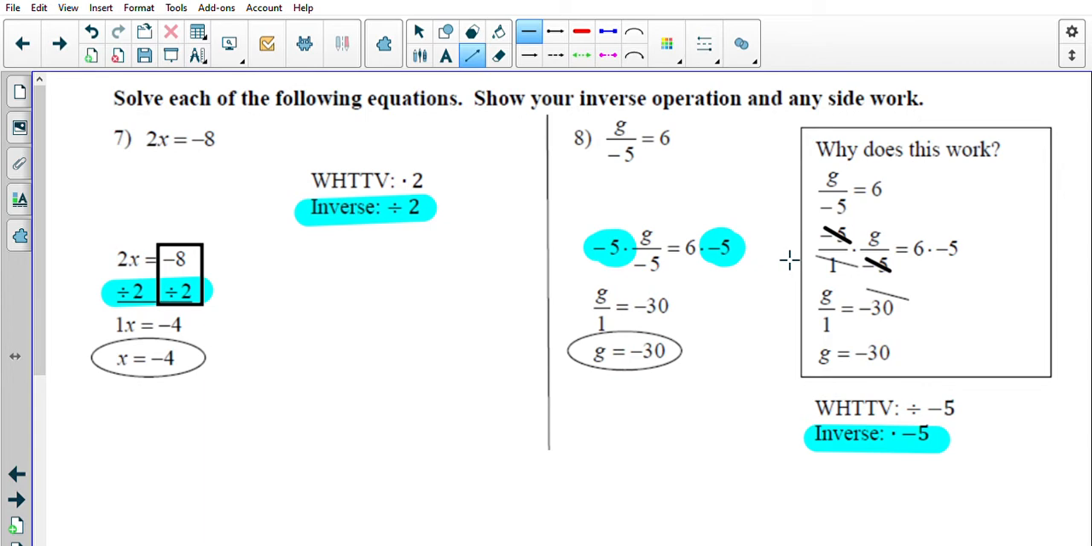Remember, you can double check your solution. You don't need to put it in as a fraction, but replace g with negative 30. So do negative 30 divided by negative 5, hit equals. As long as your calculator gets you 6, you are correct.